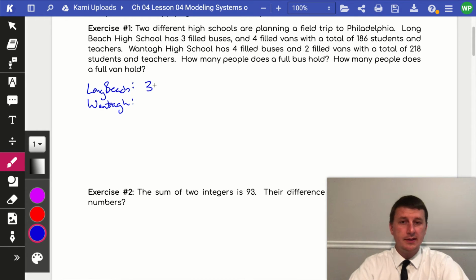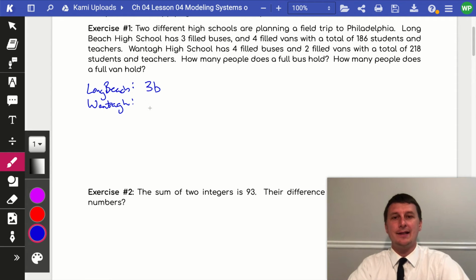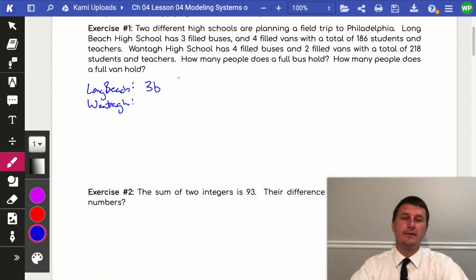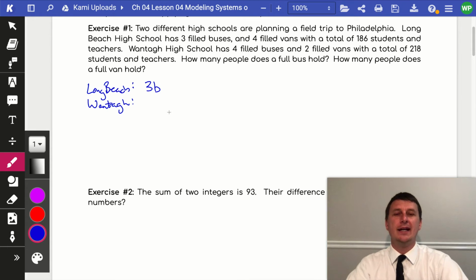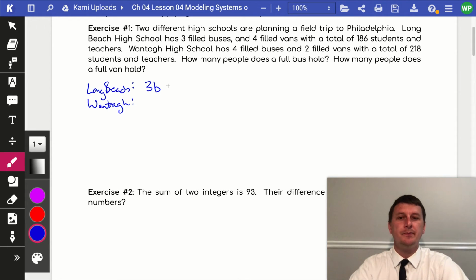And for buses, maybe B would be the easiest variable to use. You could use X, but then I would suggest setting up let statements where you let X equal the number of people per full bus. But B gives me an idea that B is going to be buses in the end.